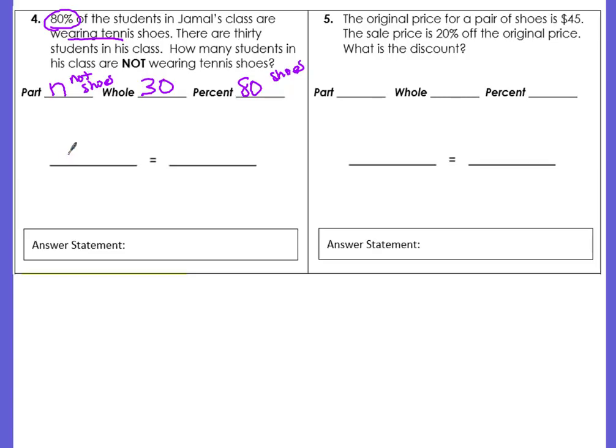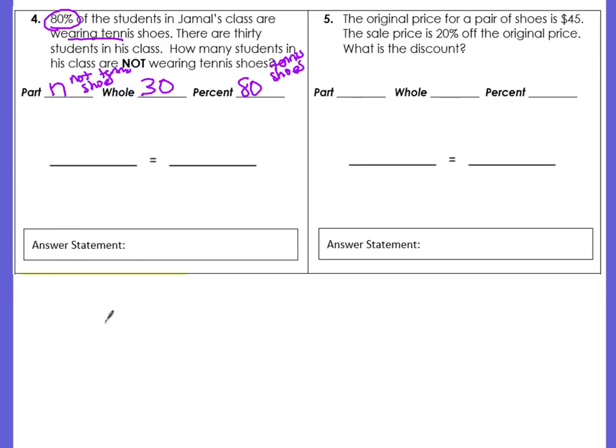Okay, now we need to stop and we need to check. Does the part and the percent represent the same thing? The percent represents tennis shoes. I guess I should write tennis shoes here. And the part represents not wearing tennis shoes. So are they the same thing? Do they represent the same thing? No, they don't. So this is where you need to think about this.